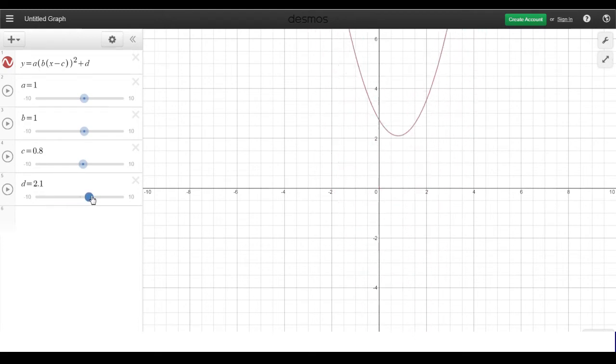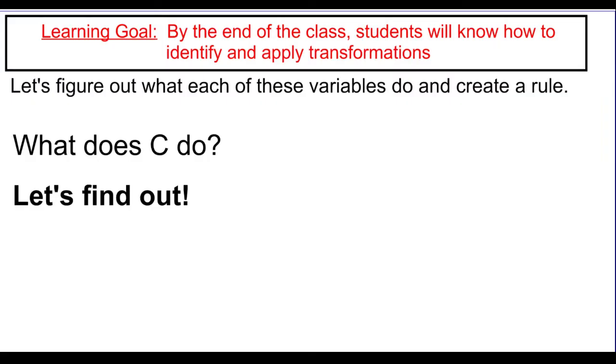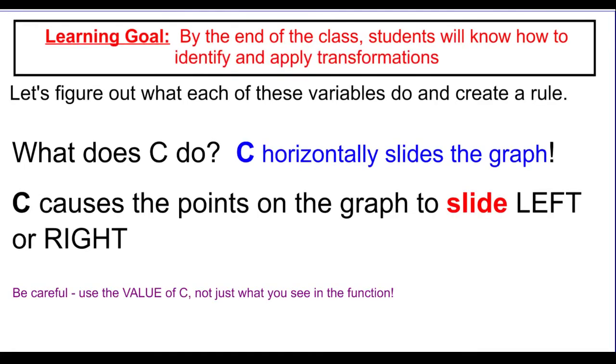D is not changing the shape. It's just sliding up and down. C is doing the same thing, but it's moving it left and right. Okay, so that's what we're going to say about my C value. What does C do? It looks like C is going to move my graph horizontally, sliding left and right.